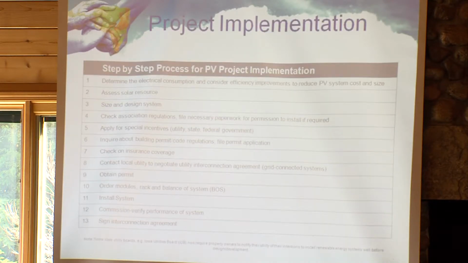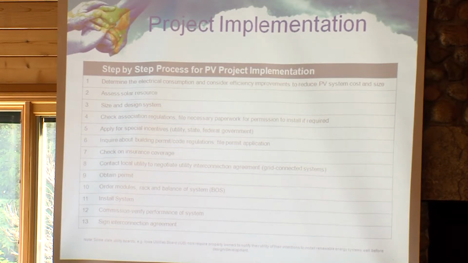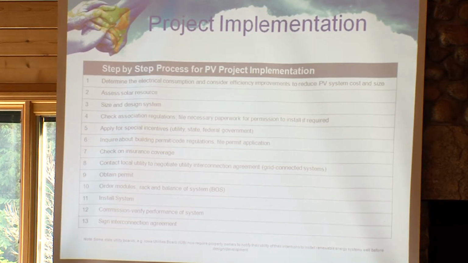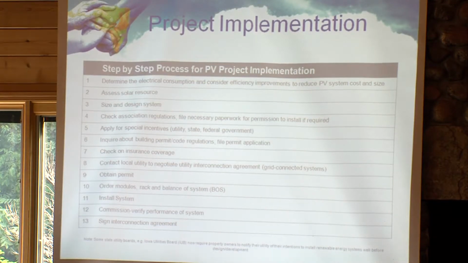Okay, project implementation. We've talked a little bit about what we should expect. This is the project flow. You're going to assess your solar resource. Then you're going to size and design your system. Then you're going to check association regulations and file necessary paperwork for permission to install if required. You will apply for a special incentive. Your utility company is going to have incentives, some may not. There's also state and federal tax incentives, which we'll get into. And you want to talk with your insurance company to find out if this does or doesn't affect the cost of your insurance.